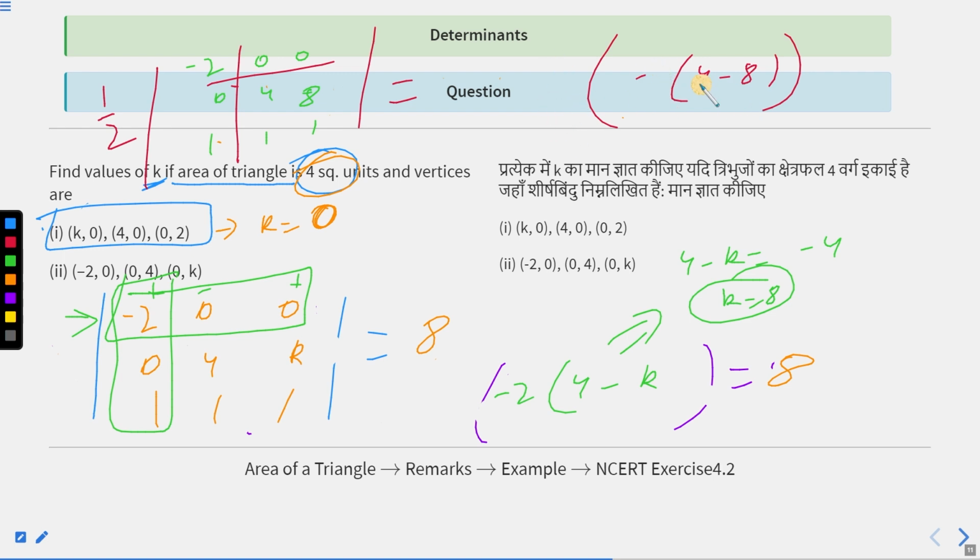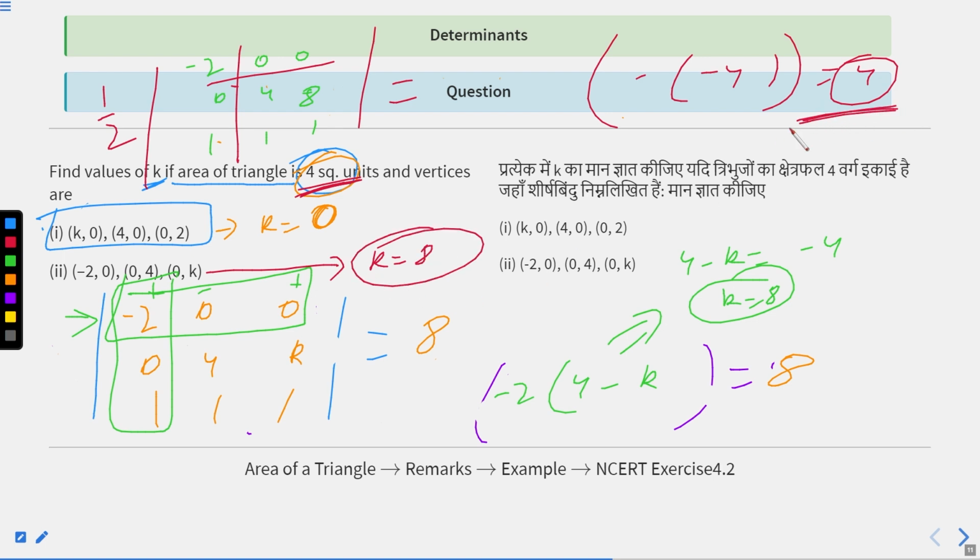Minus 1. This will be what? Minus 4. This will be just 4. So yes, we are getting the area equal to 4 square units. So in this case, you must have k value equal to 8. Then you can get the area of the triangle as 4 square units. Okay, simple. So very easy.